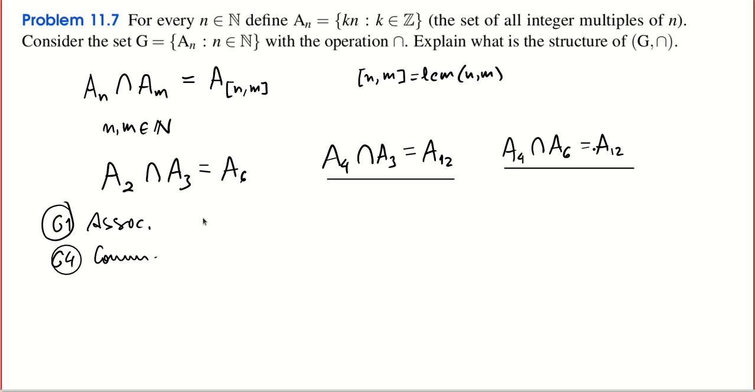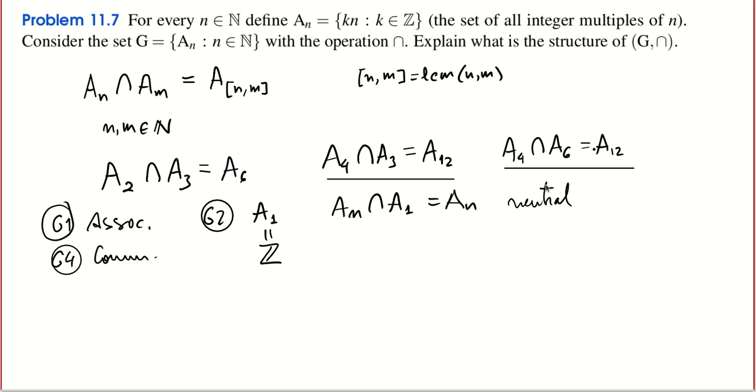Now, is there any neutral element? Well, I think it's clear, it's just a1. If you take the intersection of a_n with a1, you get just a_n. a1 is another way of writing the set of all the integer multiples of 1, which means all the integers. So if you take the intersection of a_n with all the integers, of course it produces just a_n, whatever n is. So this is the neutral element. So it's an abelian monoid for the time being.